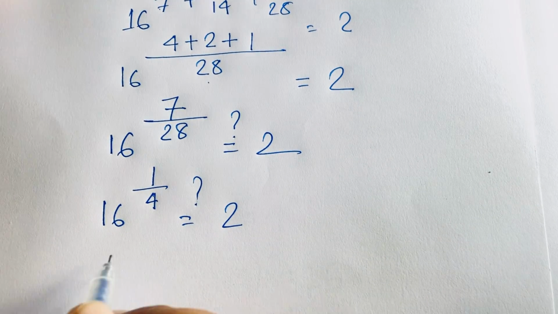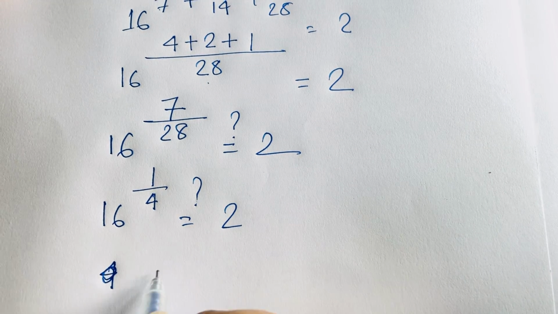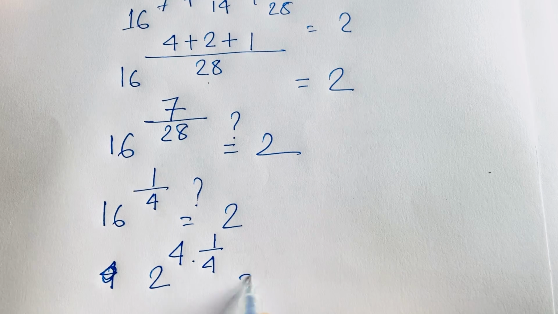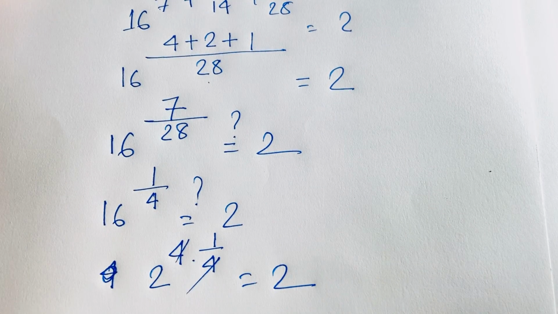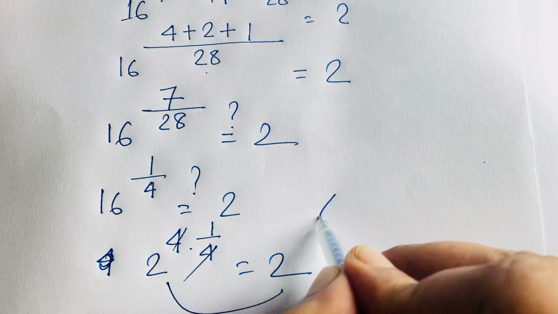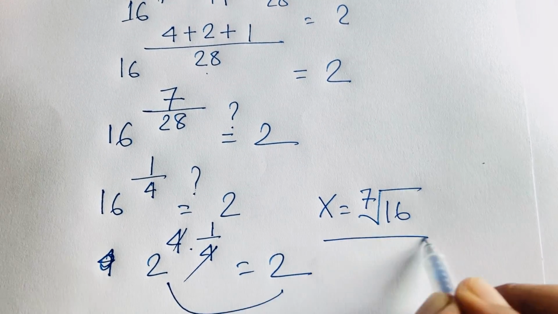So I can say 16 is 4 to the power 2, or 2 to the power 4. Okay, 2 to the power 4, and here the exponent is 1 over 4, is equal to 2. The 2 cancels, and we find 2 is equal to 2. So I can say that x is equal to the 7th root of 16. This is our final answer.